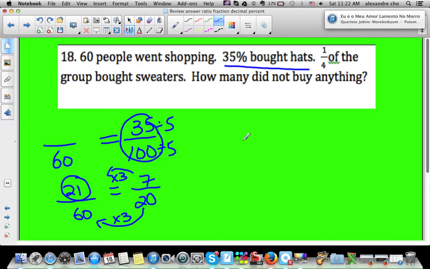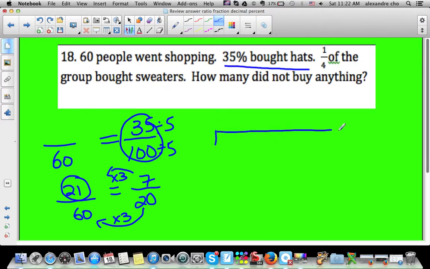1/4 of the group bought sweaters. Well, you had a group of 60 people. I'll draw this. Here's 0, here's 60 people. And 1/4 means that the group was broken up into 4 pieces. Each piece is 15. This is 15, that's 1/4 of the group. Another 15 would be 2/4 of the group, and another 15 would be 3/4, and another 15 would be the entire group.